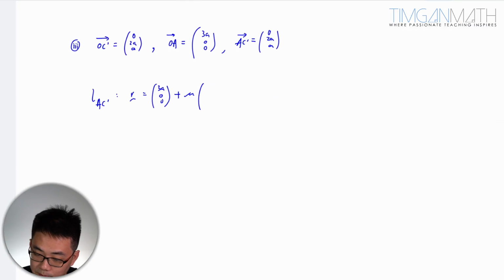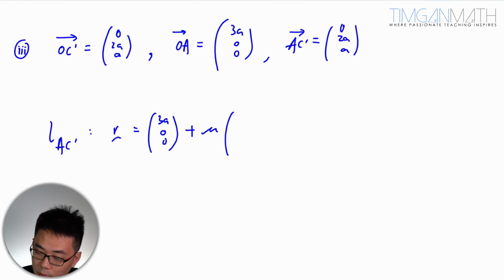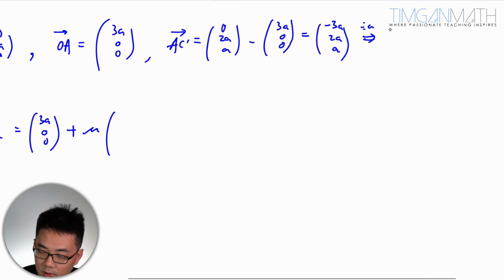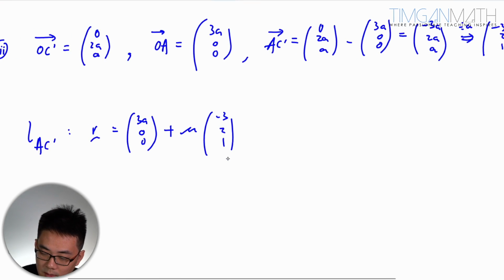We're going to do this, A prime. This is 0, 2A, A minus 3A, 0, 0, which is negative 3A, 2A and A. Great. Okay, so in this case here, divide by A because A is a constant, minus 3, 2, 1. So this is minus 3, 2, 1, and this is mu, a real value.